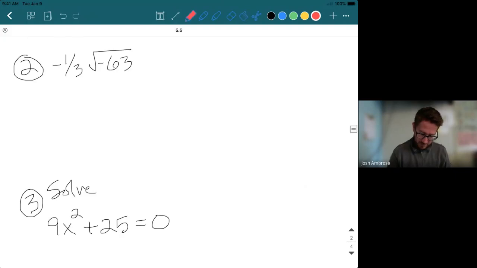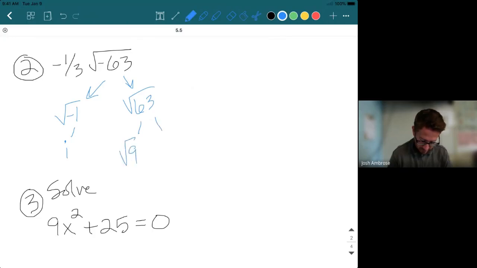All right, first step. Let's pull out radical -1, which basically is i. So pull that out. And now what you're dealing with is just the square root of 63, which is now the square root of 9 and the square root of, let's see, what is that? 7, right?